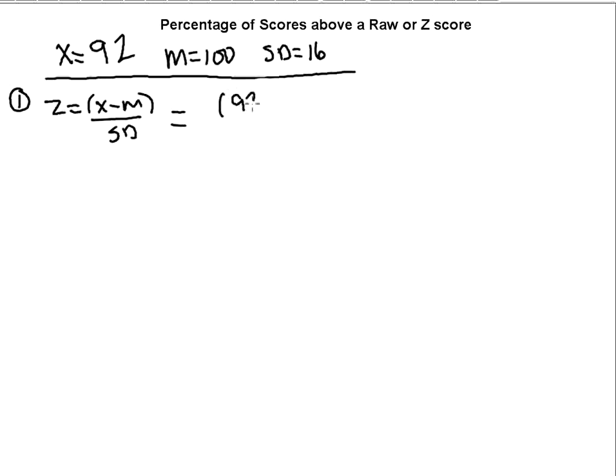92 minus 110, divided by 16, equals negative 18 divided by 16.